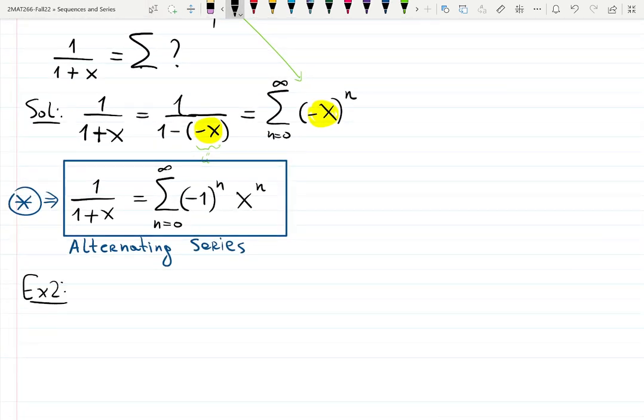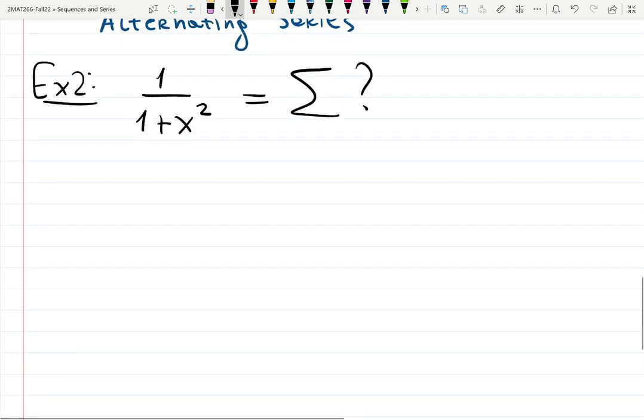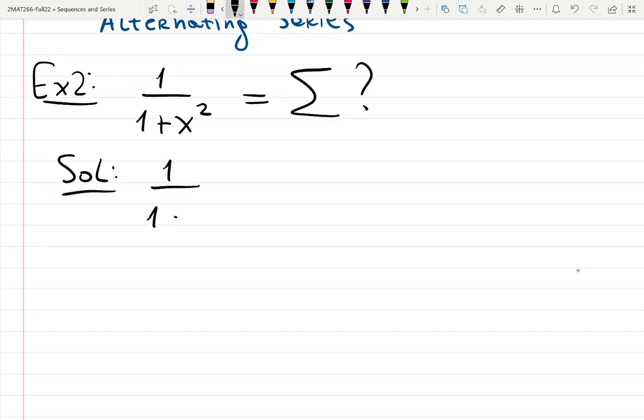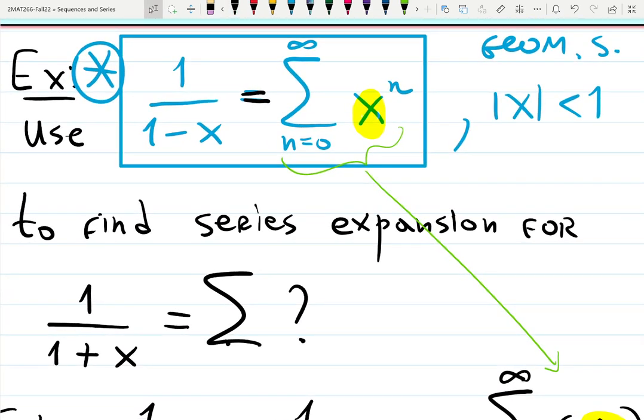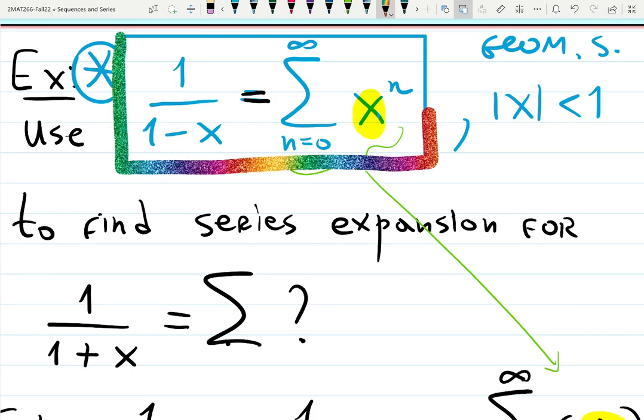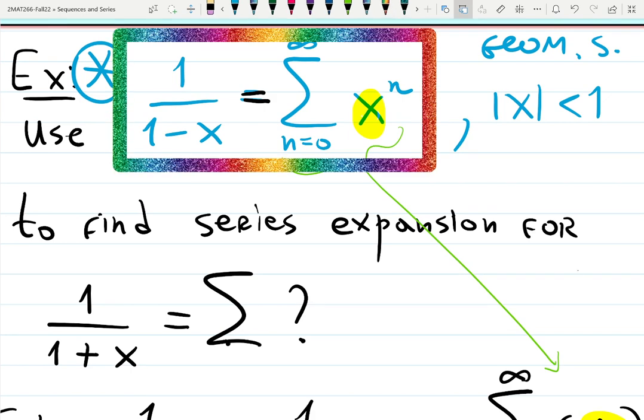Okay, if we got this function, how about 1 over 1 plus x squared? How to find series for this function? We only for now know the geometric series equation, so we're gonna use that formula star. So again, the idea will be the same. Solution: 1 over 1 plus x squared. We need minus. Let me go back to the box. Here it is. Let me put in a rainbow box. It's actually that important. It's very important. Fat rainbow box.